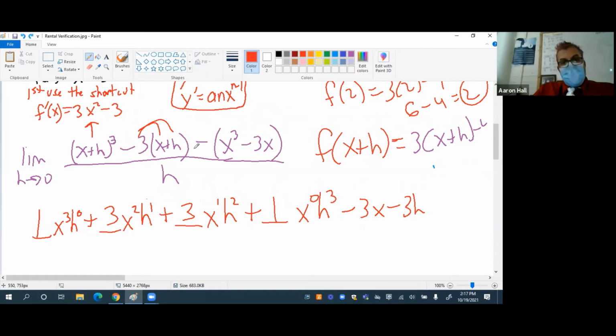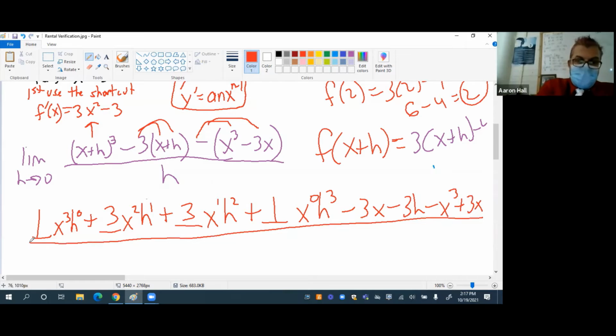Don't I have to distribute the negative? Okay, so that's going to give me -x cubed plus 3x all over what? All over h. Yeah, we need to remember that this is really a limit as h approaches 0. Okay, now what?